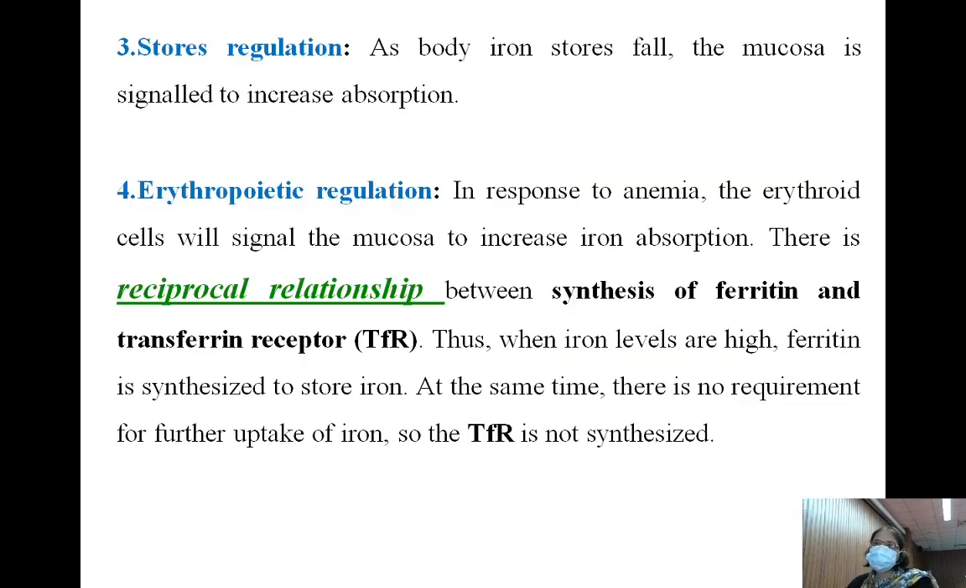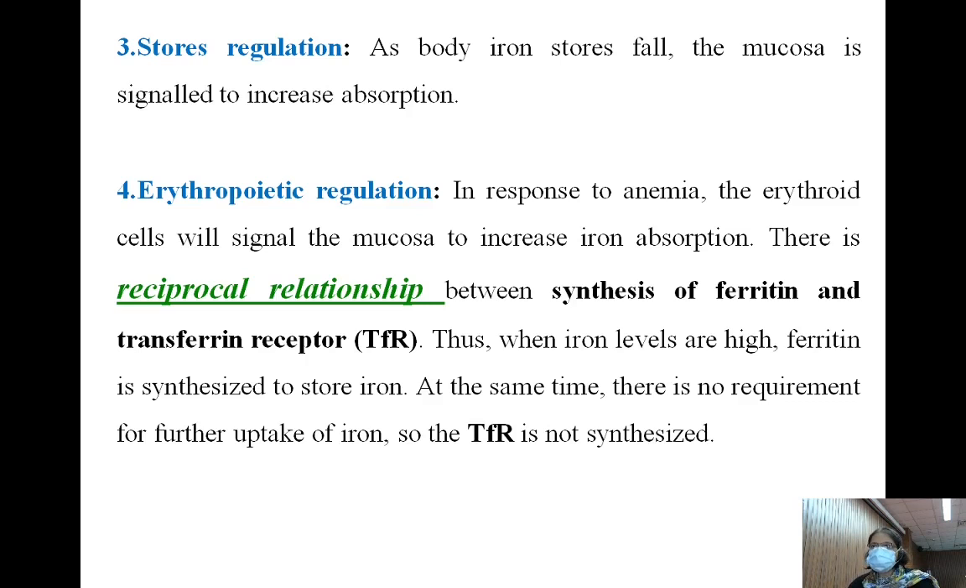Number 3, stores regulation. As body iron stores fall, the mucosa is signaled to increase iron absorption. Very easy. Number 4, erythropoietic regulation. In response to anemia, the erythroid cell will signal the mucosa to increase the iron absorption.